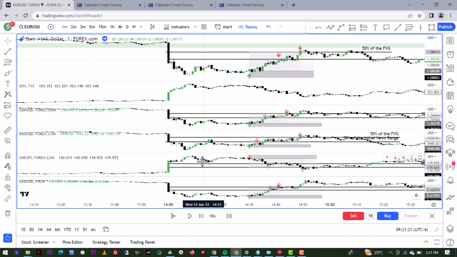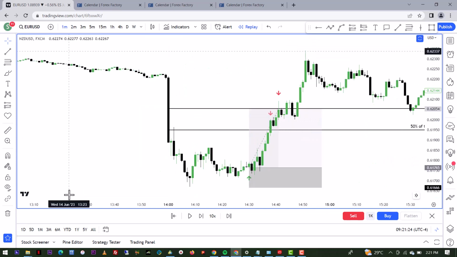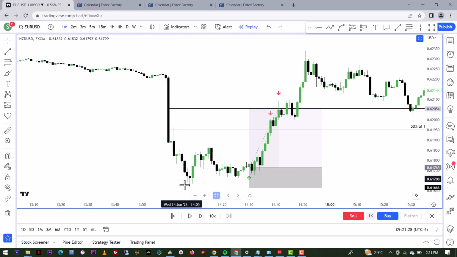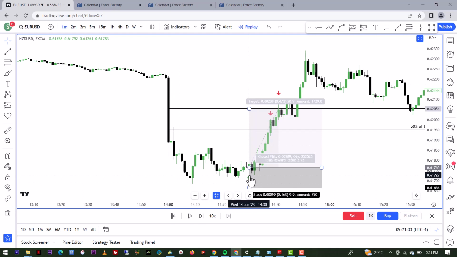And then finally, the final example, New Zealand USD. At 2 p.m. we had a bearish move, and then by 2:30, right here, we had a bullish move.